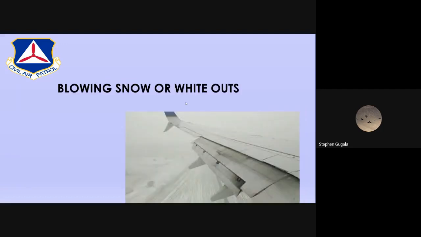And those of us who are up north, I know some folks from Minnesota and Illinois, we get the same thing here. Blowing snow and or whiteouts. These can be exaggerated, especially on a sunny day when you get sun reflection, making things difficult to operate, difficult to see, and a safety of flight issue.